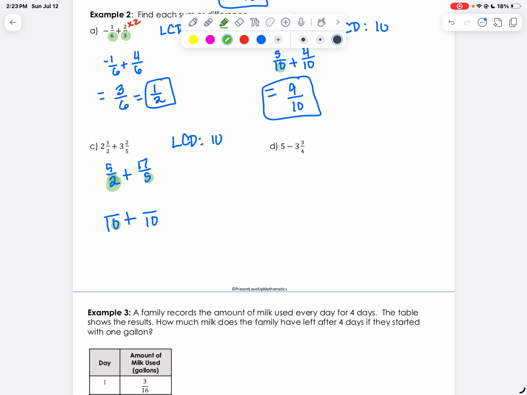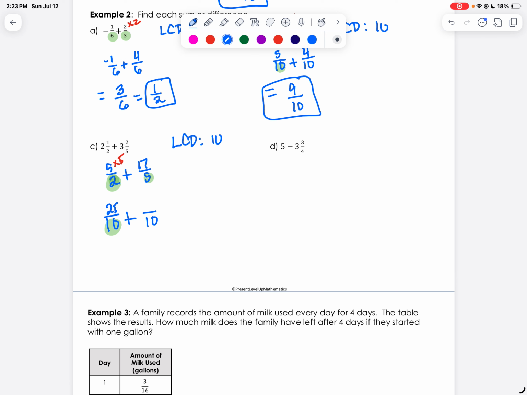We have a denominator of 2. What would you have to multiply 2 by to turn it into 10? Well, hopefully you said 5. So if you multiplied the bottom by 5, you have to multiply the top by 5. So that would give you 25.